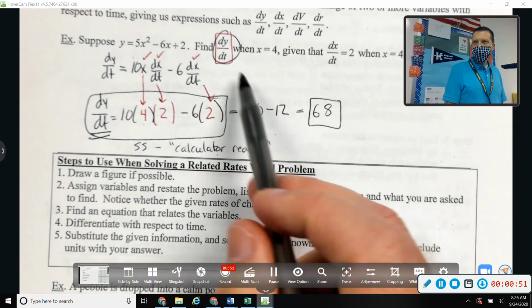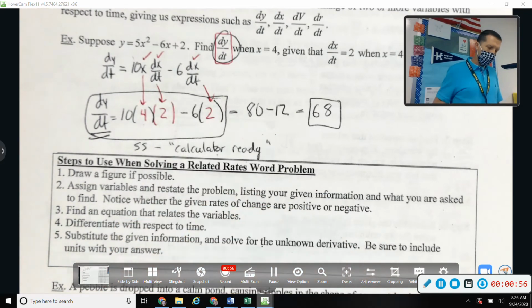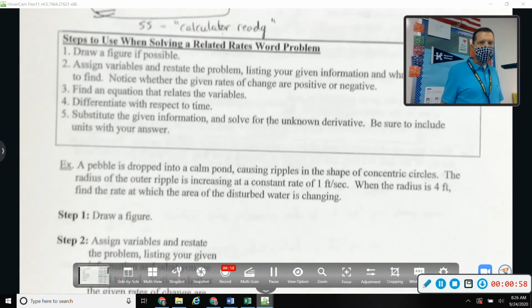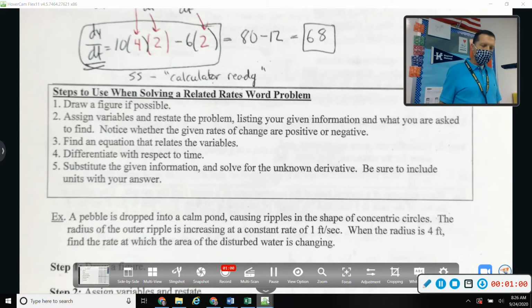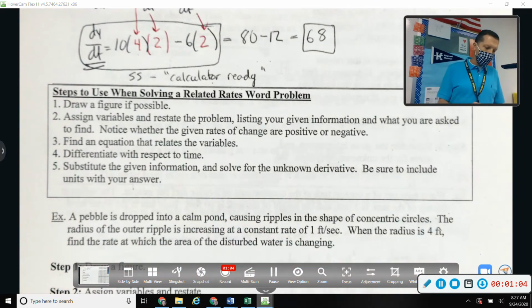Questions on this one? It's as simple as we can make them. Usually they're going to be word problems. So let's read some hints, or steps, on solving a word problem, and then we'll do a few together.